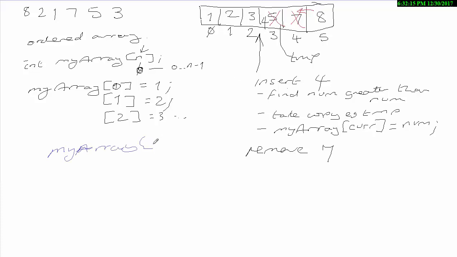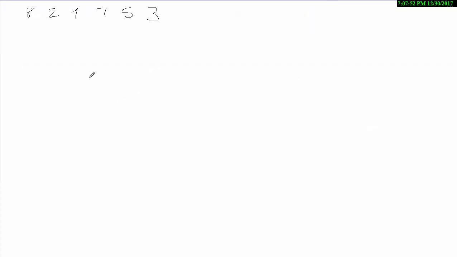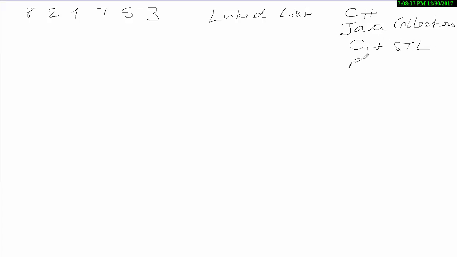I want to access element current plus 1, for example. I can go directly, so that's random access. In comparison to an array, I'm going to now show you storing these numbers in order in a linked list. You can find linked lists in C# or Java collections, so they'll be ready-made, or in the C++ standard template library, Python, PHP, they have list implementations. So we want to store 8 2 1 7 5 3 in order using a linked list.